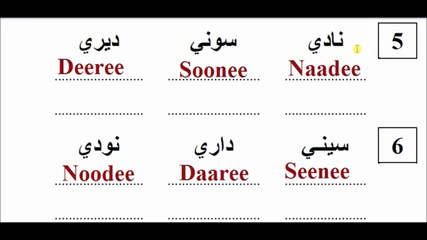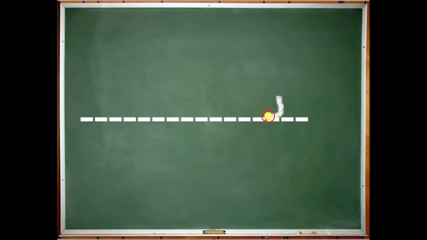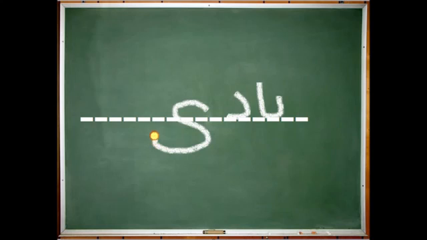Nadi. Nadi. Written. The noon connecting to the alif. Not connecting to the daal, of course, because the alif is not a connector, it doesn't connect to any letter after it. And then the ya at the end, with the two dots on the bottom, and the dot on the noon. Nadi. Okay.